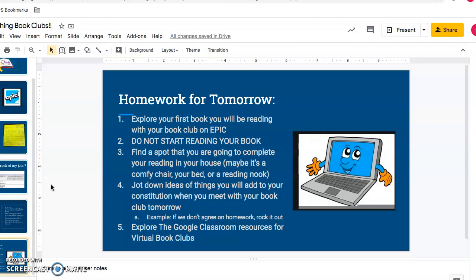Four, jot down ideas of things that you're going to add to your constitution when you meet with your book clubs on Wednesday. So we're going to create kind of a contract that we're all going to sign. It's going to be called our Constitution. Come up with an idea or two of things that you think we should be following when we're in our book clubs. For example, if I don't agree on homework, I know I can rock it out with my team is an example of something you can write.